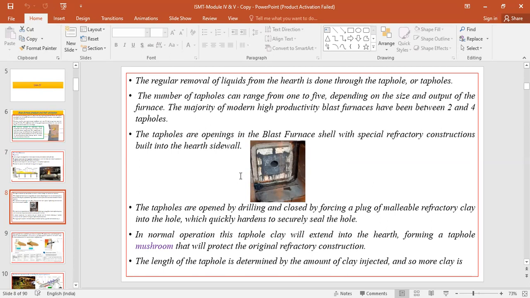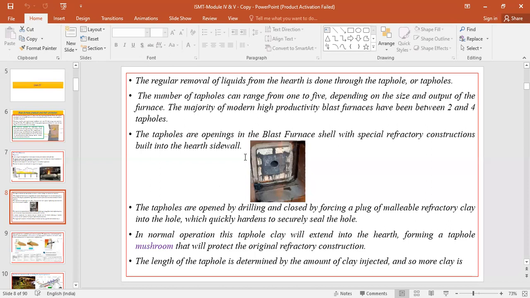Once tapping is done, these tap holes are closed again with a refractory clay so that the process will be continued. At high temperatures, this clay will get hardened and it will certainly seal this hole. During this filling, a certain amount of tap hole clay can also enter inside the blast furnace, and that extra part of tap hole clay which has entered the blast furnace is called a mushroom, and that will actually protect the original refractory.